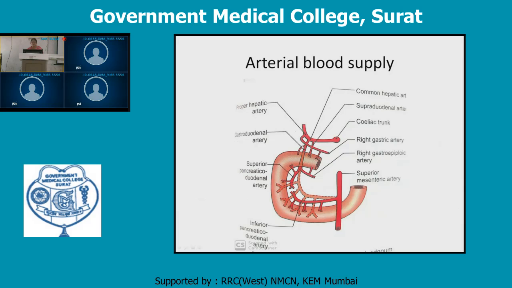So all these arteries give additional blood supply to the first part of the duodenum, but the main blood supply is superior pancreatico-duodenal and inferior pancreatico-duodenal artery. So you can see the artery of foregut and artery of midgut, both are supplying the duodenum.